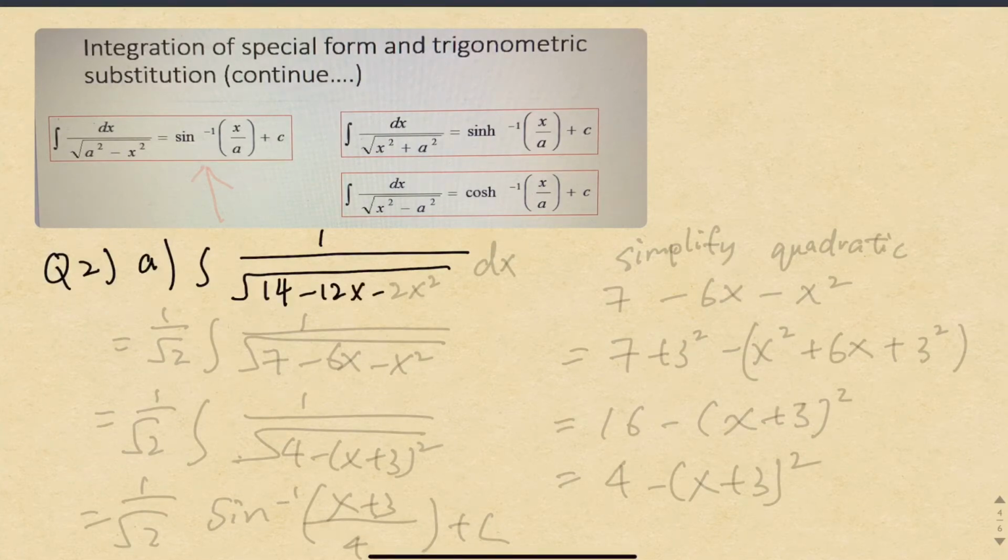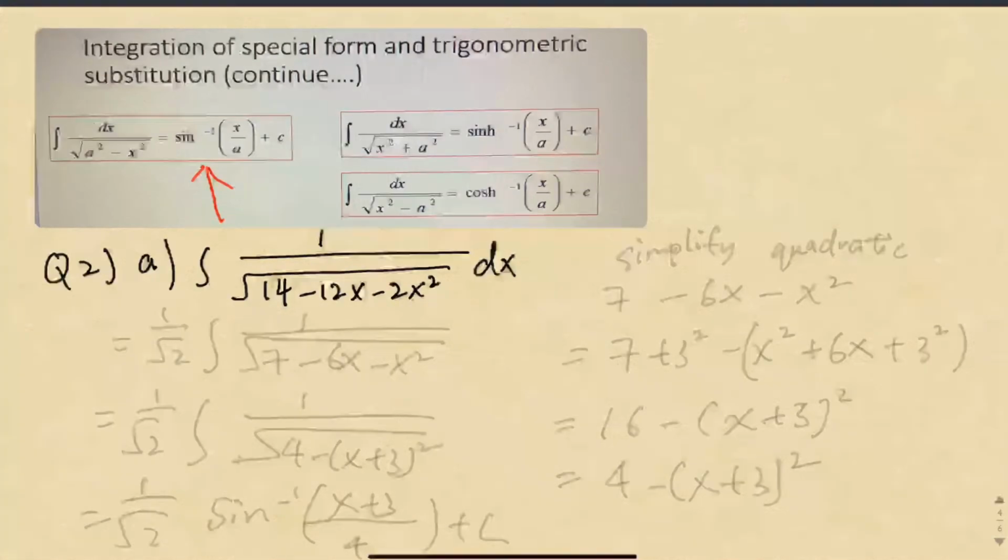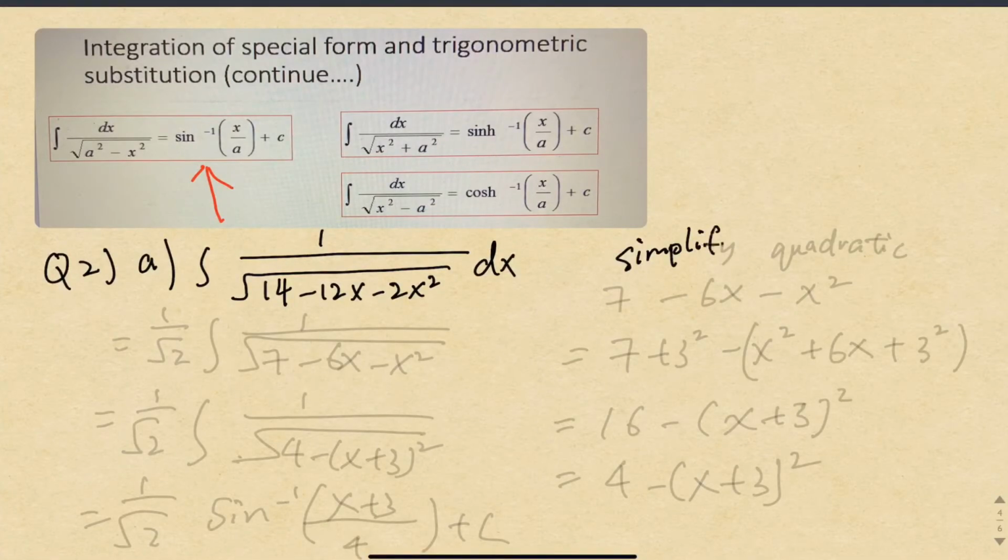minus 12x to x squared dx. So this one is actually similar to this. You can make use of this special form to solve this integral. Okay, so how are we going to make it into a special form? First, we have to simplify the quadratic equation at the denominator. So simplify the quadratic equation first.